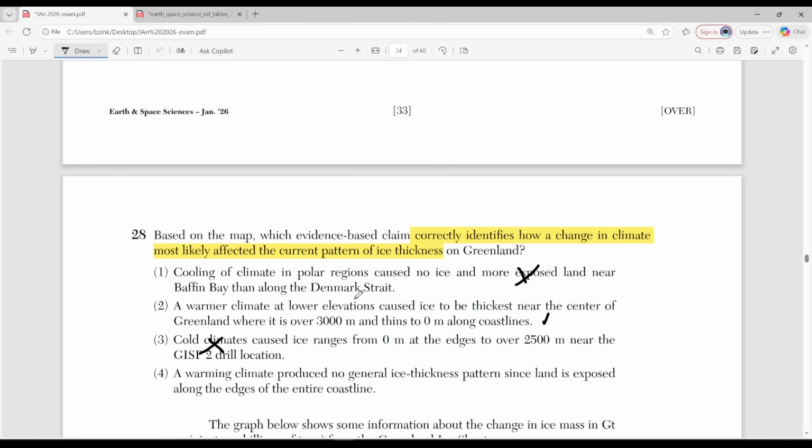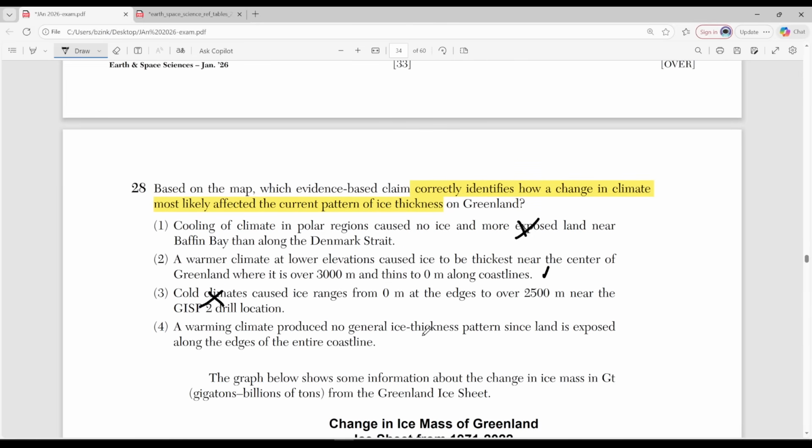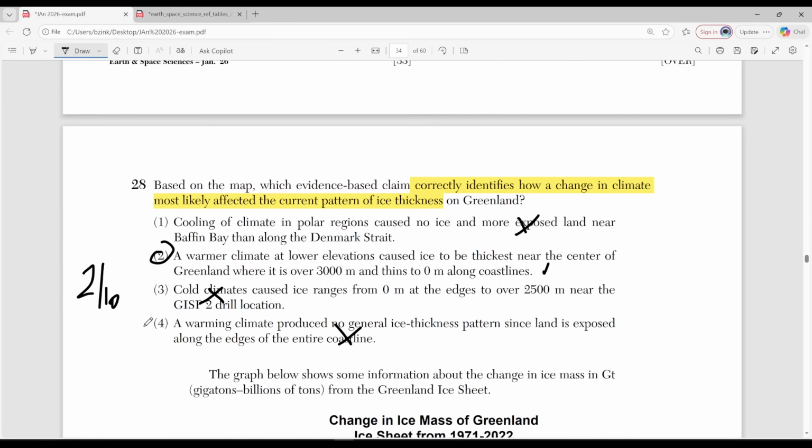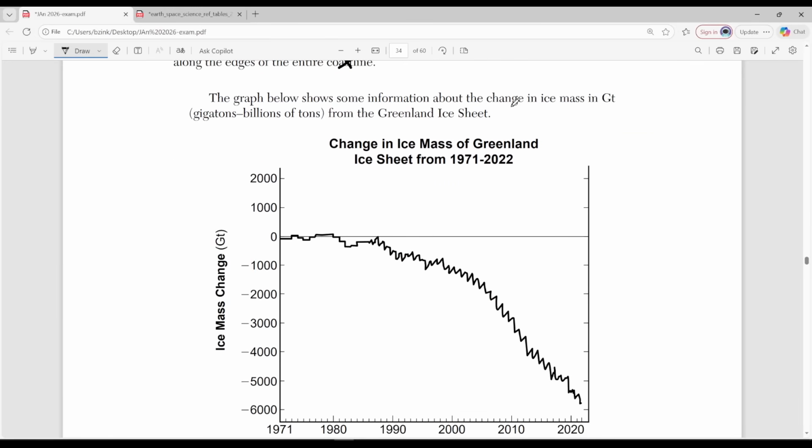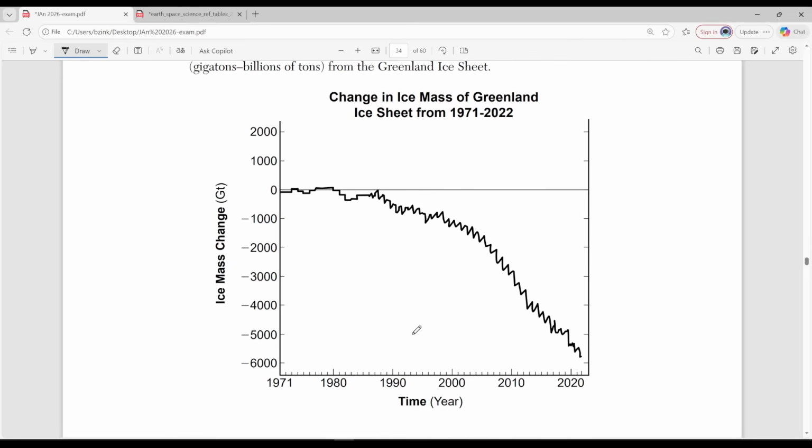And then we got a warming climate produces no ice thickness pattern. That's wrong. So for question 28, the answer for this one is 2, and this is a nice and easy question. I would call this a 2 out of 10, basically. Pretty easy.